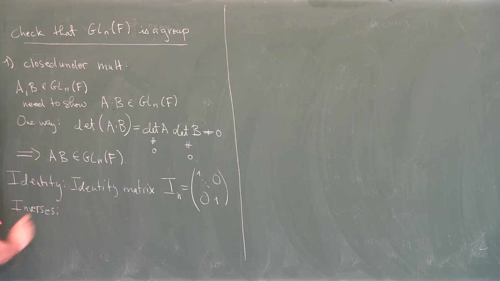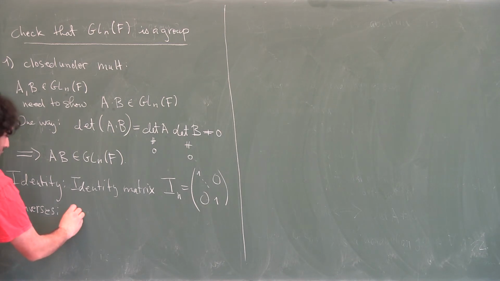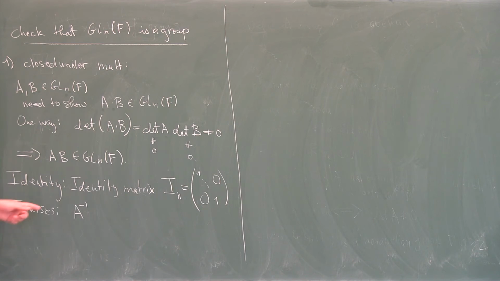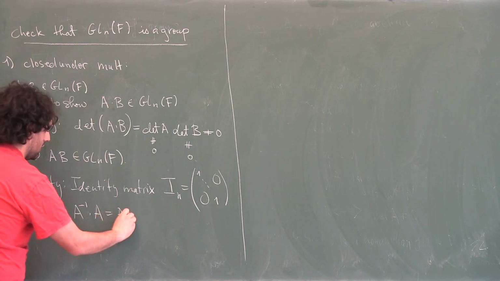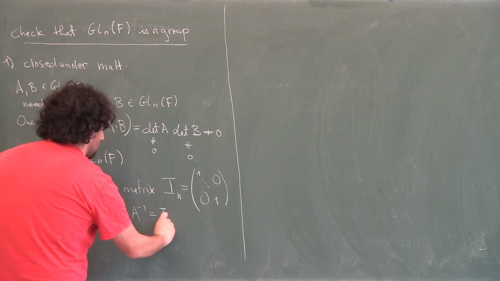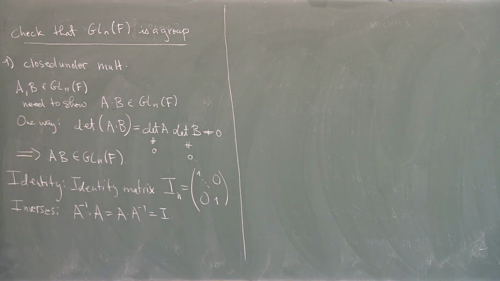Inverses. So, well, if A is invertible, we know that it has an inverse matrix A inverse. And A inverse is again invertible. And we know that A inverse times A, and A times A inverse, is the identity. Finally, we have to check associativity. Okay?